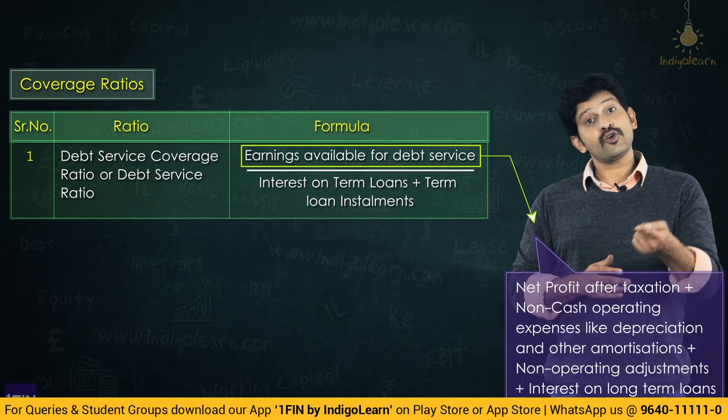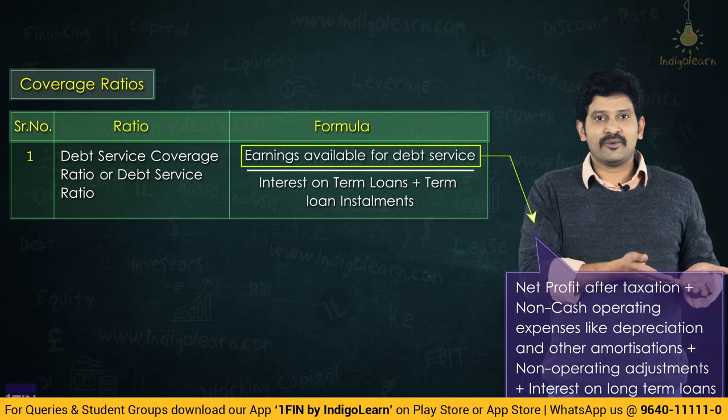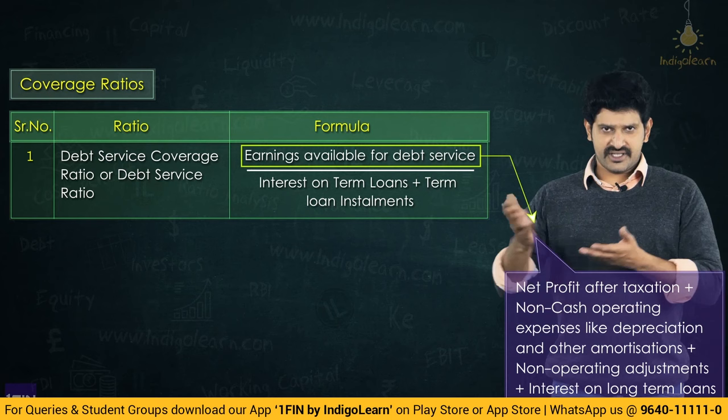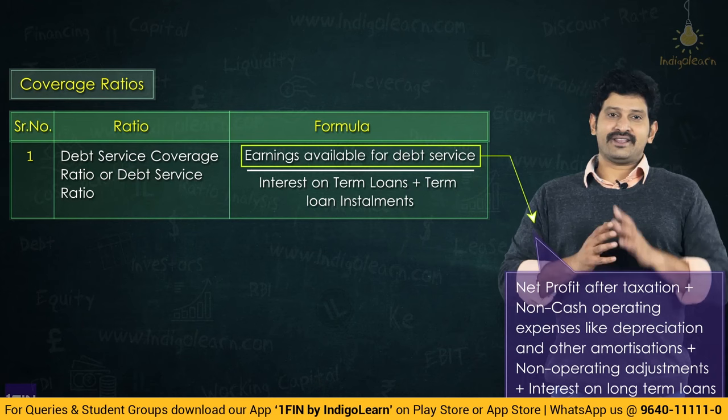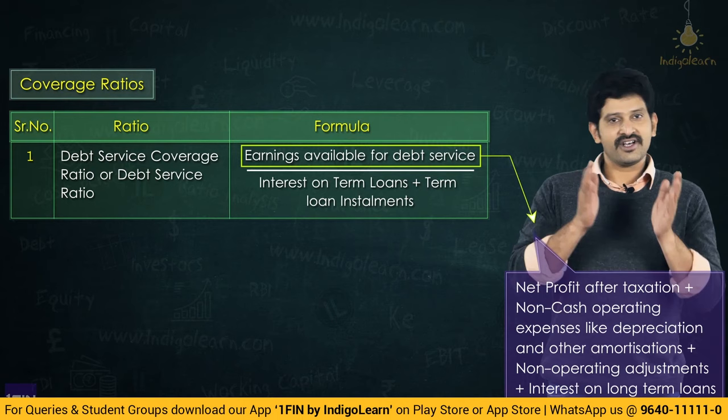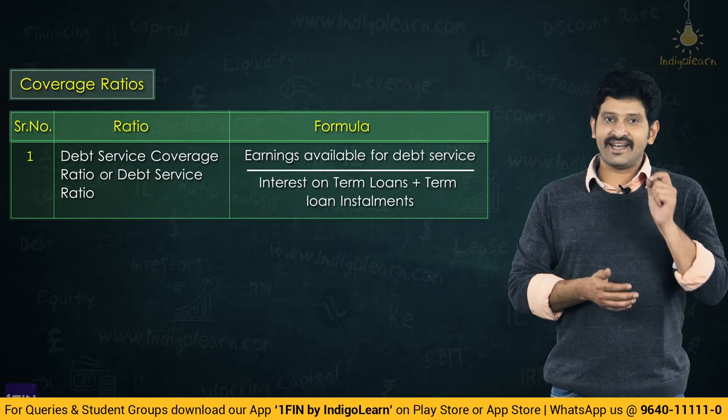We should also add back the non-operating expenses, like interest. We are trying to compute the fund available for paying interest, so what is the point in removing interest? Therefore, add back non-operating expenses like interest. Also, add back the non-operating losses. Say, for example, you have a fixed asset which you have sold at a loss. That you will anyway show in the P&L account, and that also you have to add back. Therefore, net profit plus non-operating expenses, non-cash expenses and non-operating losses will give us the earnings or fund available to service the debt. So, this component divided by interest plus installment will give us the debt service coverage ratio.